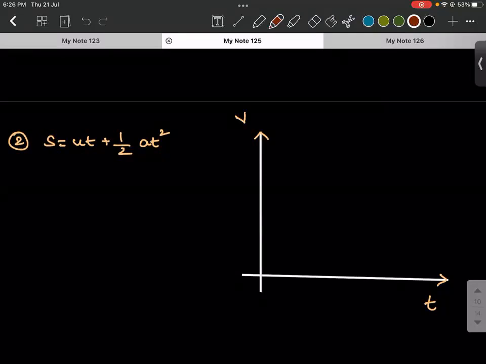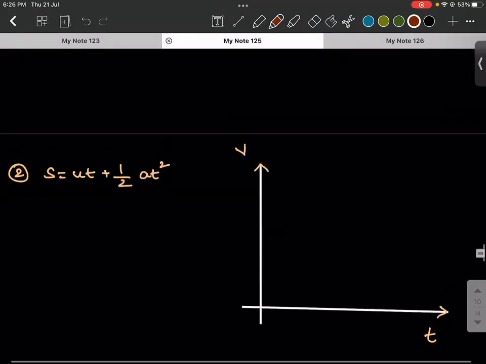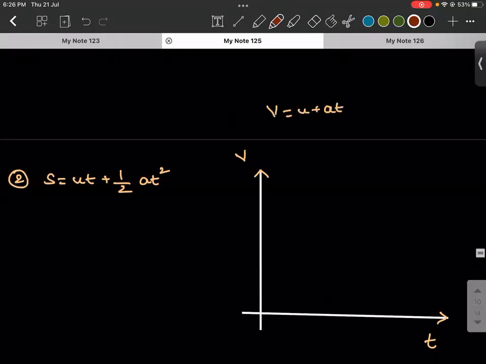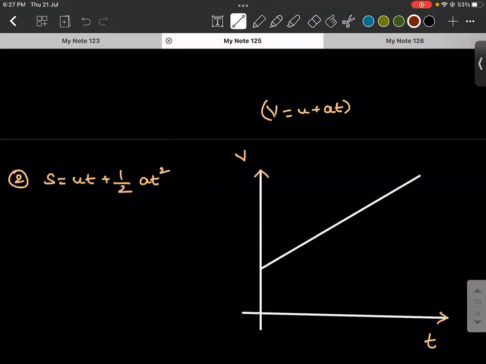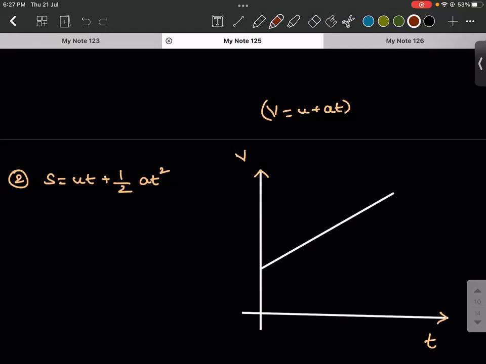Since we are talking about a uniformly accelerated motion, the graph for v is equal to u plus at is what we need to draw, right? If you see the graph of v is equal to u plus at, it will be a straight line like this. This point will be 0 comma u, and this is the origin. This point I will take as A, and let's say the final point is obtained at some instant t, where this point will be t comma u plus at.